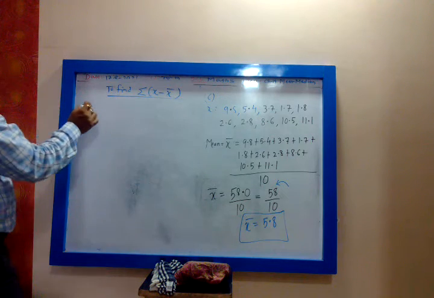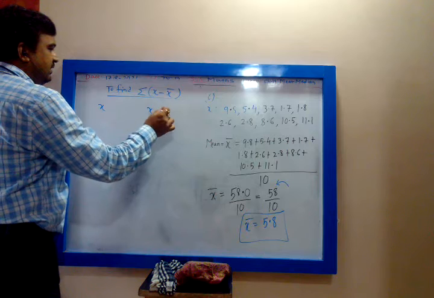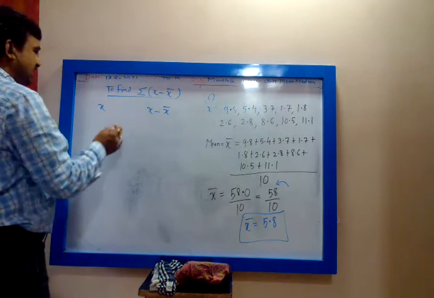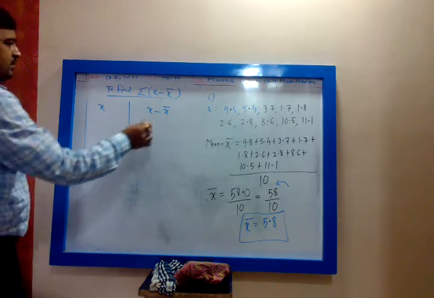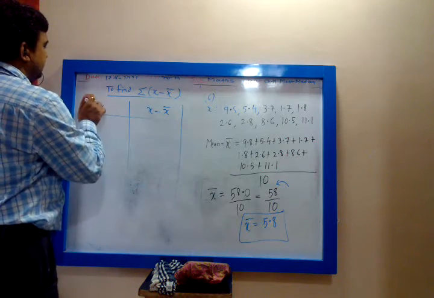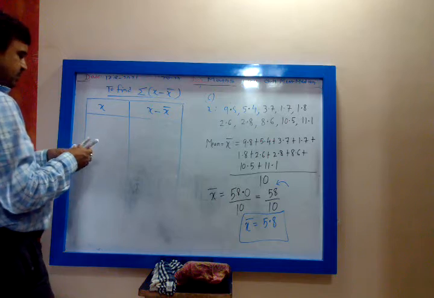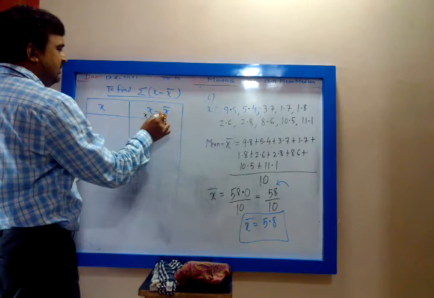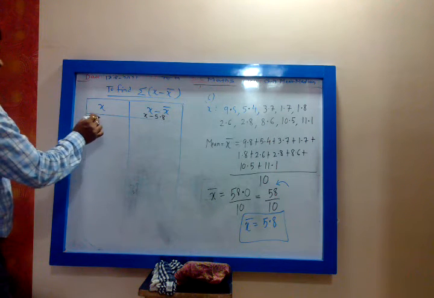We make the columns x and x minus x bar. We make the table of x minus x bar. What is x bar? We have already calculated 5.8. So this table becomes x minus 5.8. X bar is 5.8, no? So the first value of x is 9.8.